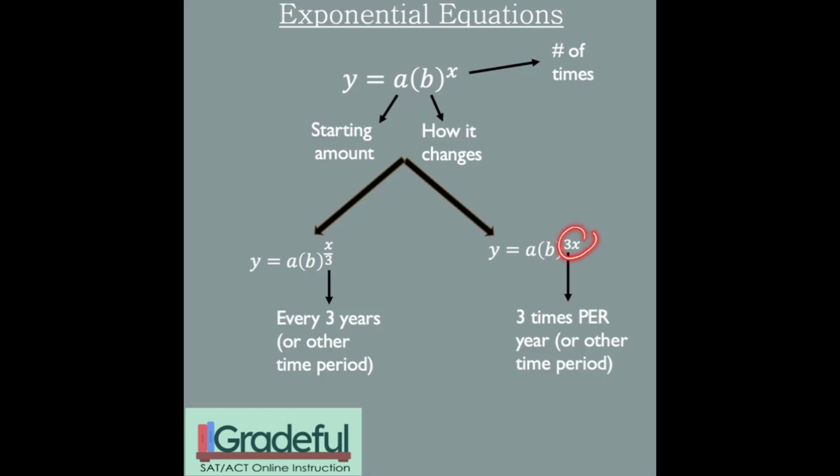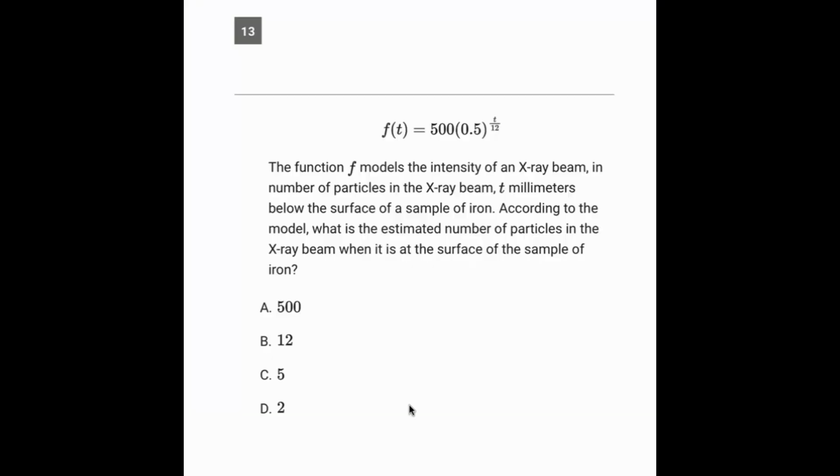On the other hand, if it's multiplied right there, that's like saying it's going to happen 3 times per every time period, every year or month or whatever. And the whole x over 3 versus 3x thing, that kind of rears its head in linear equations and other areas as well. But for exponential equations, it's particularly important.